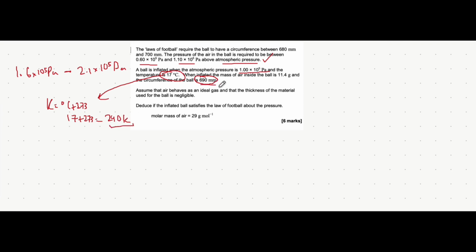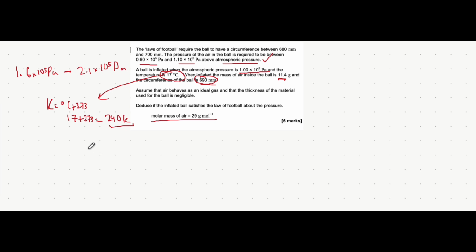It's also told you the circumference is 690 millimeters. That's probably going to be useful in some way too. Deduce if the ball satisfies the law of football about pressure. Like we mentioned, we're going to find out the pressure and see if it falls between this range. It's also given you the molar mass and the mass of the ball as well.